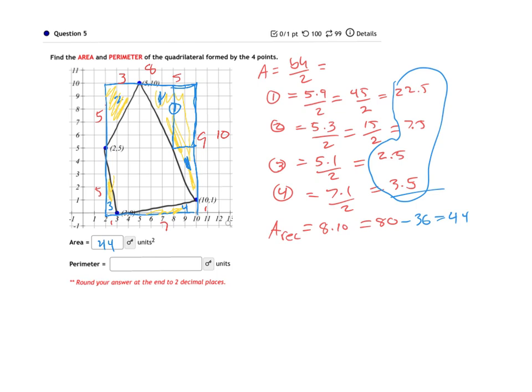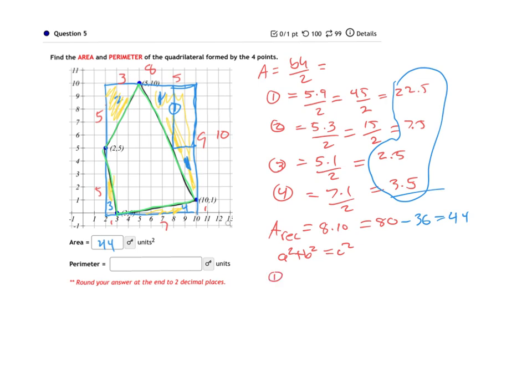Now, to find the perimeter, we just have to use the Pythagorean theorem, in this case 4 separate times, to find the lengths of the hypotenuse of the triangles which make up the sides of the quadrilateral. So remember that the Pythagorean theorem is a squared plus b squared equals c squared, where c is the hypotenuse.